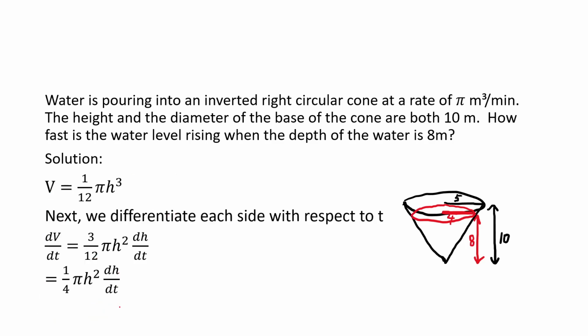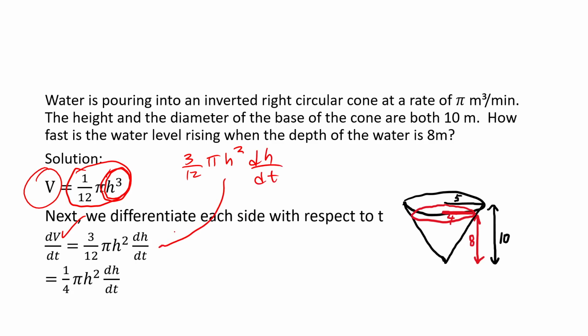Now we've got a formula for volume in terms of height. We're going to differentiate both sides. Differentiating V with respect to t gives us dV over dt. Differentiating this quantity first by using the power rule gives us 3/12 pi h squared. But then, since we were differentiating with respect to time and the variable in question is h, we're going to have to say dh over dt. And that's what we have right here. And we can simplify 3/12 to 1/4. So we can say that our rate of change of volume with respect to time is 1/4 pi h squared times dh over dt.